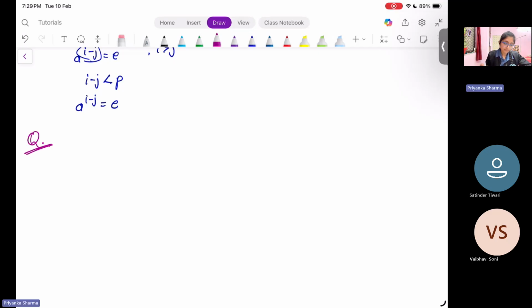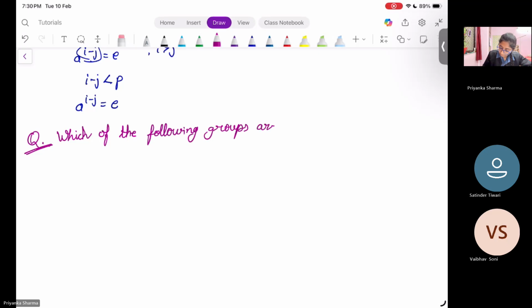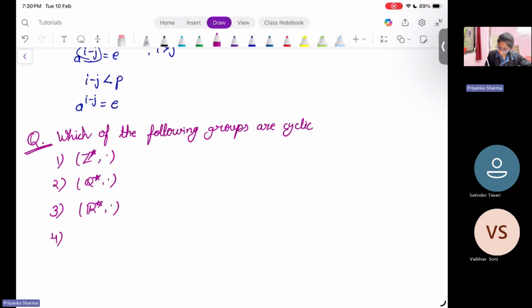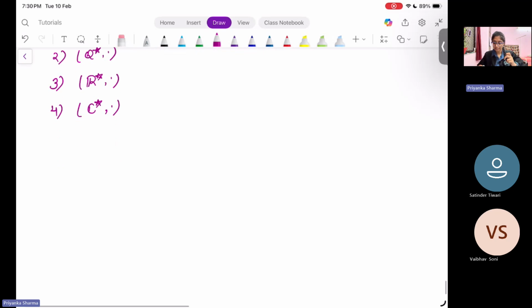Next question. Which of the following groups are cyclic? First, Z star with multiplication. So in this question, we are considering some unit groups, and Q star, R star, and C star. Okay, so these are 4 cases.